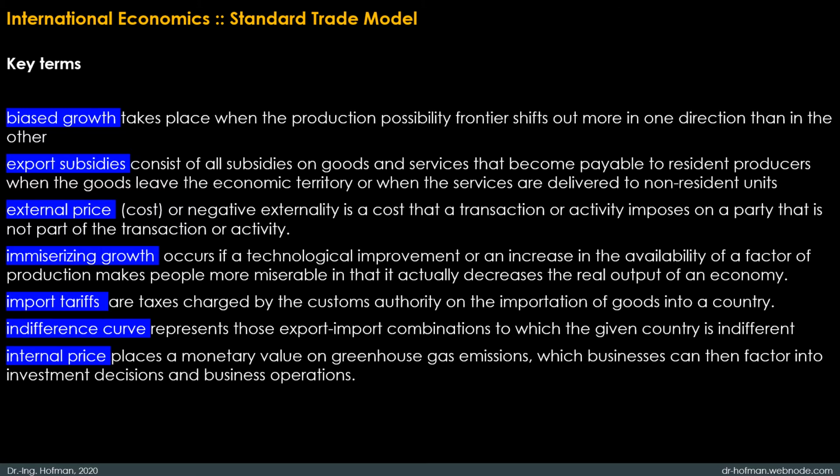Biased growth takes place when the production possibility frontier shifts out more in one direction than in the other. The other term, export subsidy. Export subsidies consist of all subsidies on goods and services that become payable to resident producers when the goods leave the economic territory or when the services are delivered to non-resident units. They include direct subsidies on exports, losses of government trading enterprises in respect of trade with non-residents, and subsidies resulting from multiple exchange rates.